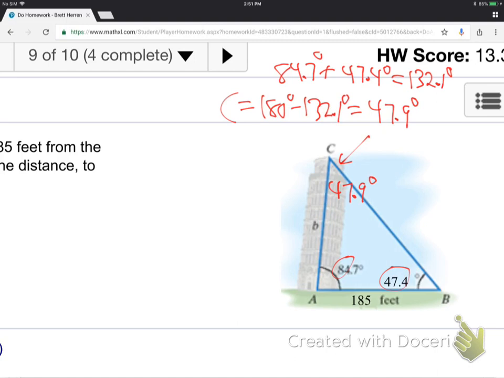So now, can you find side little b over there? Can we do that? Law of sines. So I'm going to go little b over sine B is little c over sine C. So b over sine 47.4 equals c over sine C. c is 185 over sine 47.9. How are we doing? b over sine B is c over sine C.